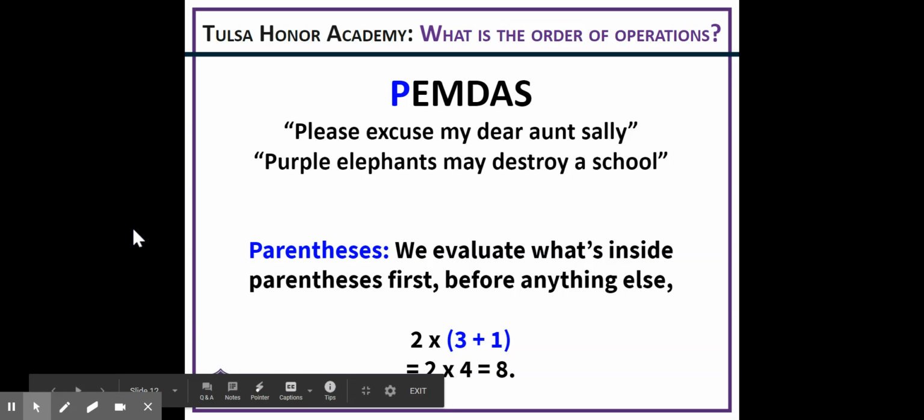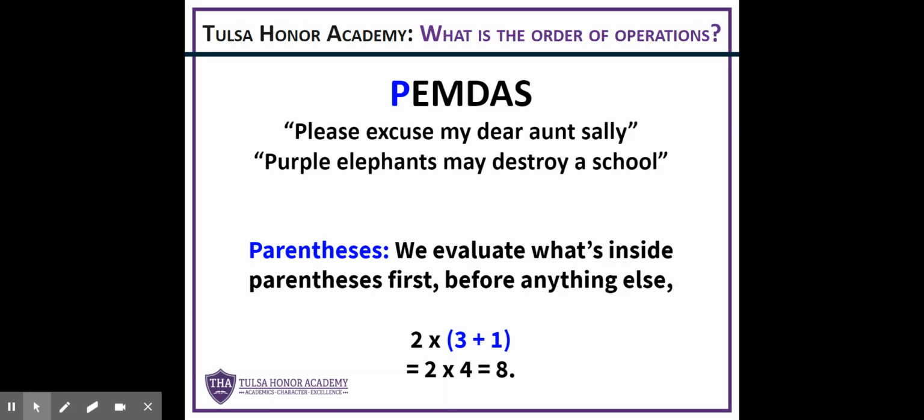So our first step in the order of operations is our P in the PEMDAS, or "Please excuse my dear Aunt Sally."